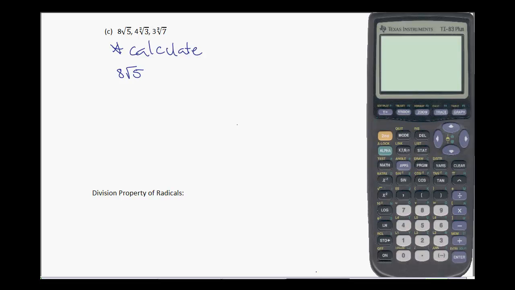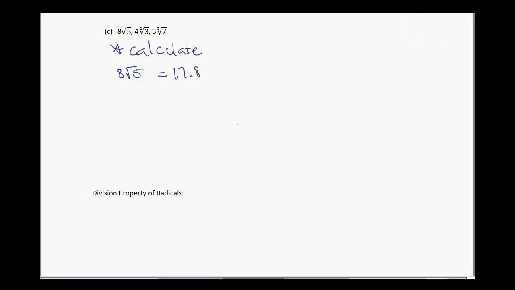Alright, next one. This one has a combination of different indices and radicals. So to compare this one, we're going to have to use a calculator here. So let's look at our first one, 8 root 5. Let's pull up our calculator. 8 square root 5 equals 17.888, etc. So we're going to write 17.888, and so on.